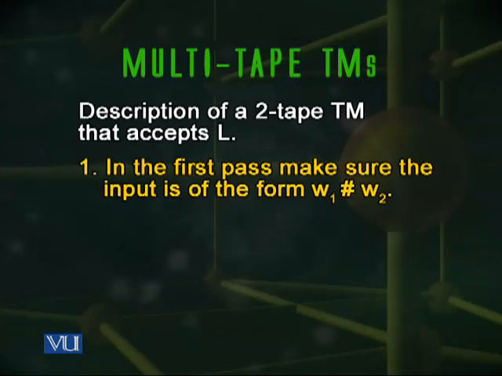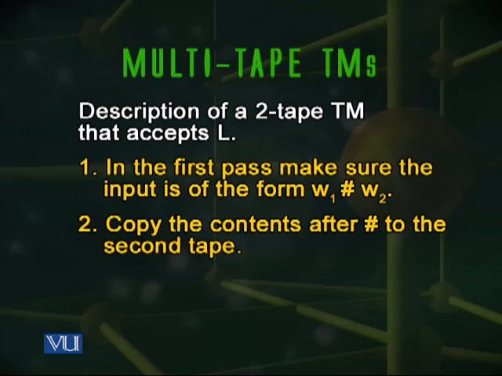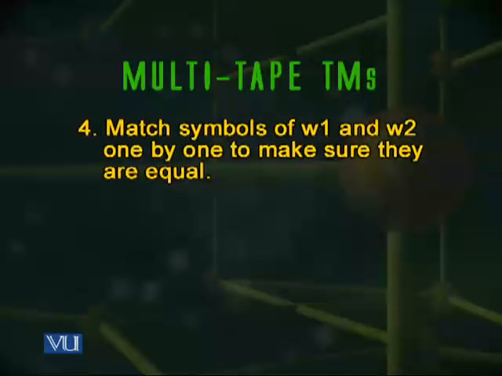In the first pass, we make sure that the input is of the form W1 hash W2. In the second pass, we copy the contents after the hash symbol to the second tape. Now we bring both the tape heads all the way to the left. Now we match the symbols of W1 and W2 one by one and make sure they're equal. Of course, this is a much more natural way of solving this problem. So the description of this two-tape Turing machine is much simpler than that of a one-tape Turing machine.